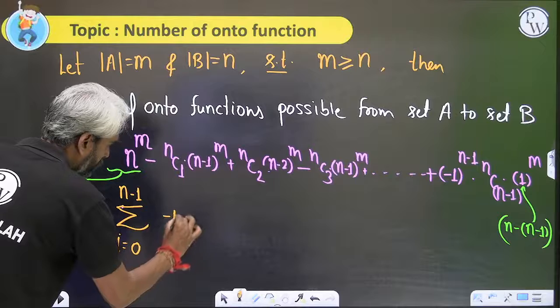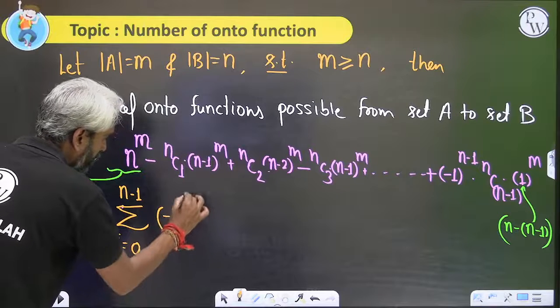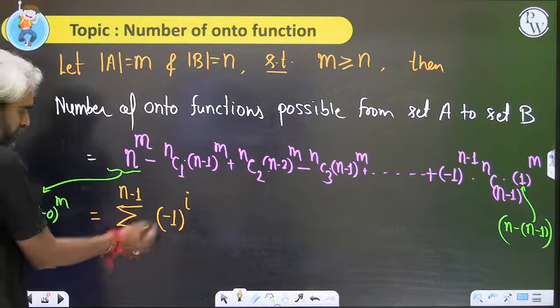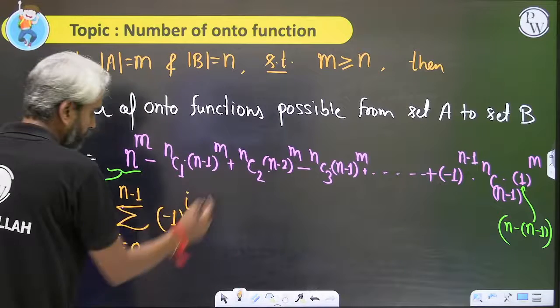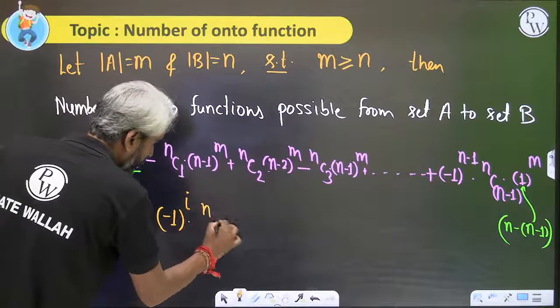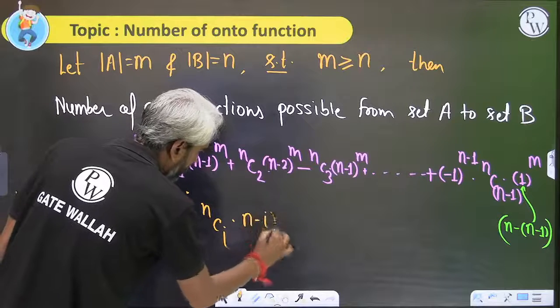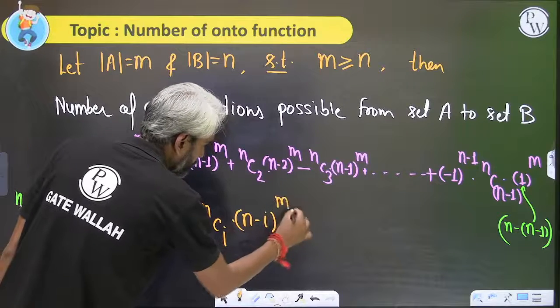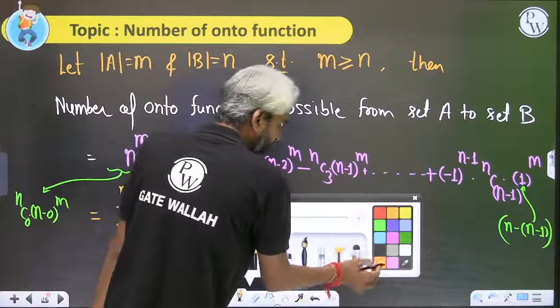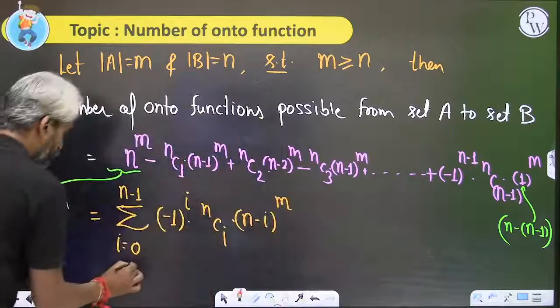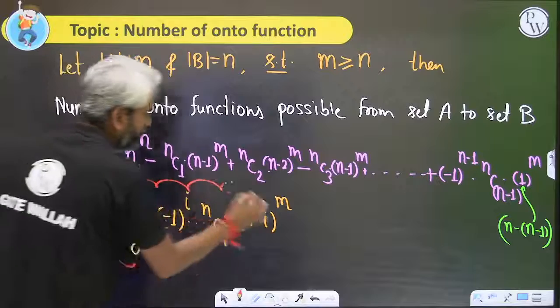So the summation, with i varying from 0 to n minus 1, has the sign of the term as minus 1 raised to the power i. If i is 0, it will be positive; if 1, negative; if 2, positive, and so on, into nCi into (n minus i) raised to the power m. I don't think you need to mug up this formula as well.